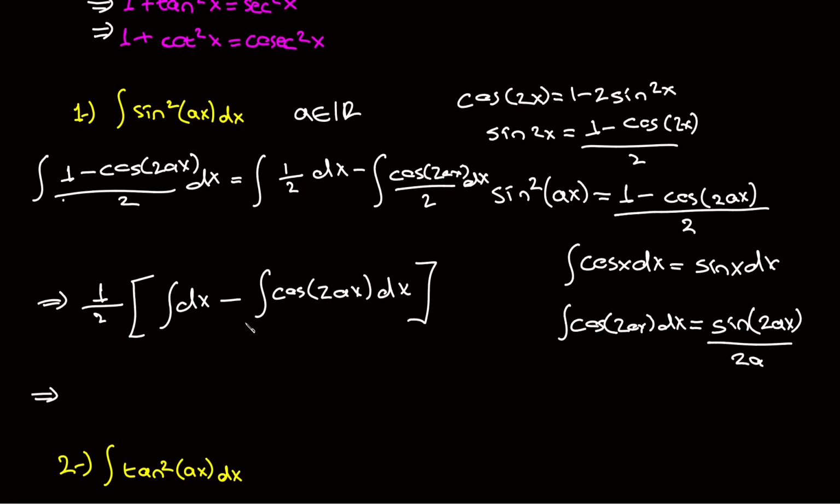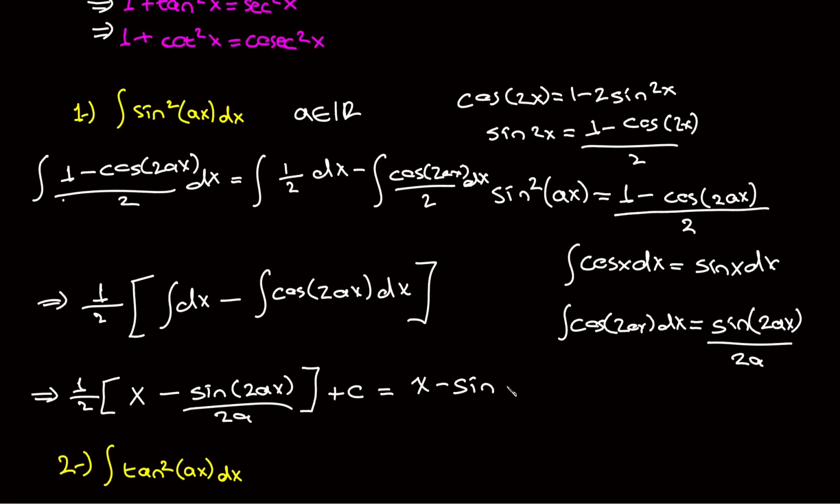Good. Now, I just write this as the solution of my integral. 1/2 times the integral of dx is x, minus sine of 2ax over 2a. There's a plus c, and this can be written as x over 2 minus sine of 2ax over 4a plus c.